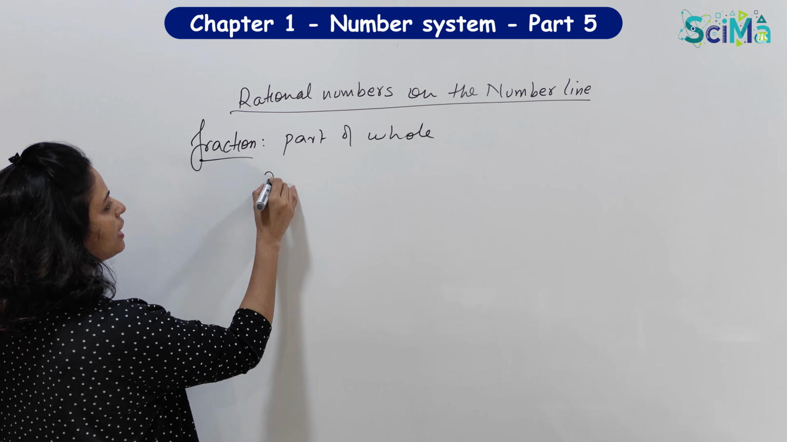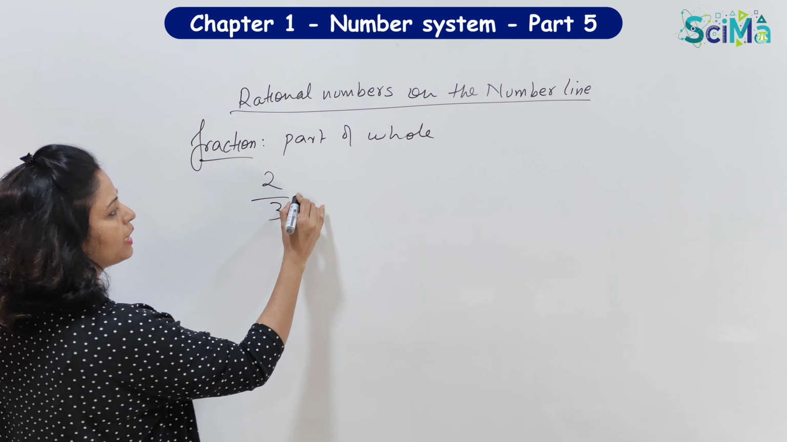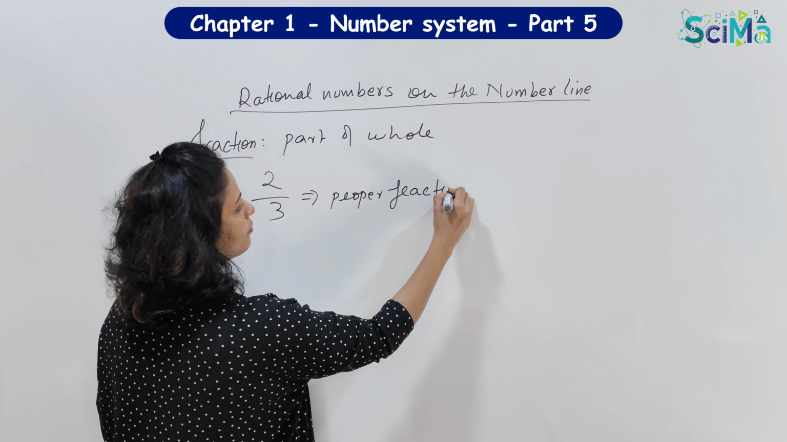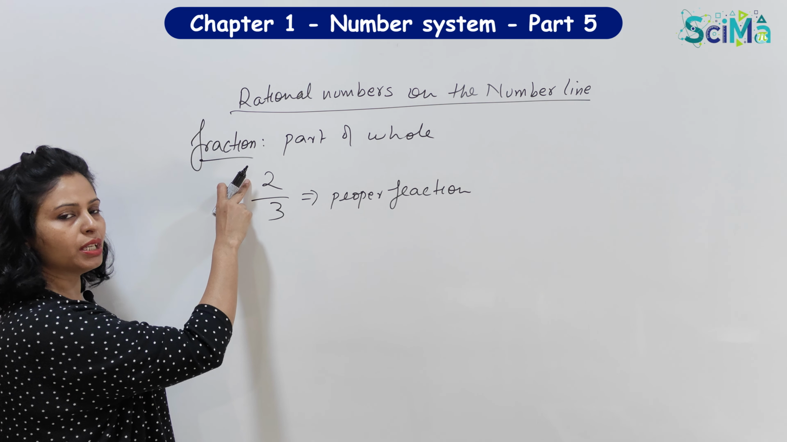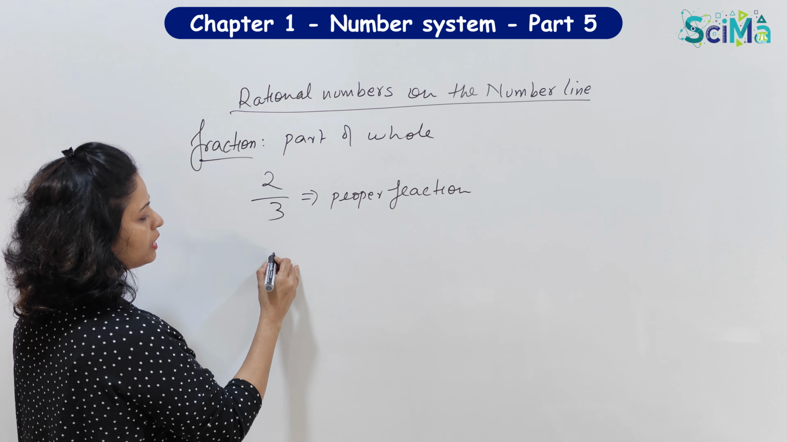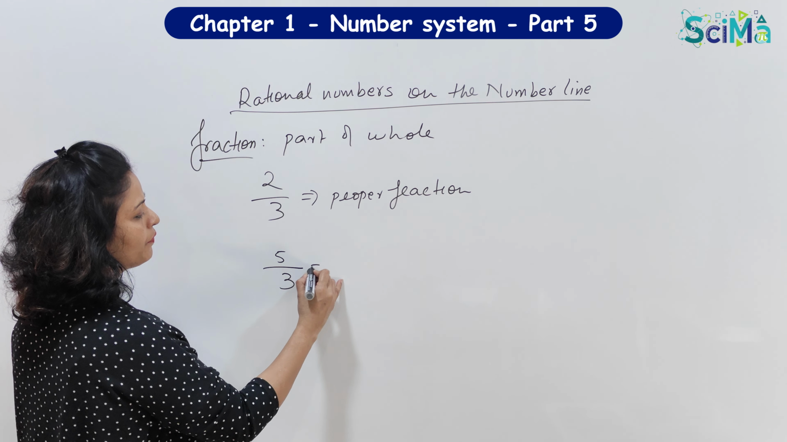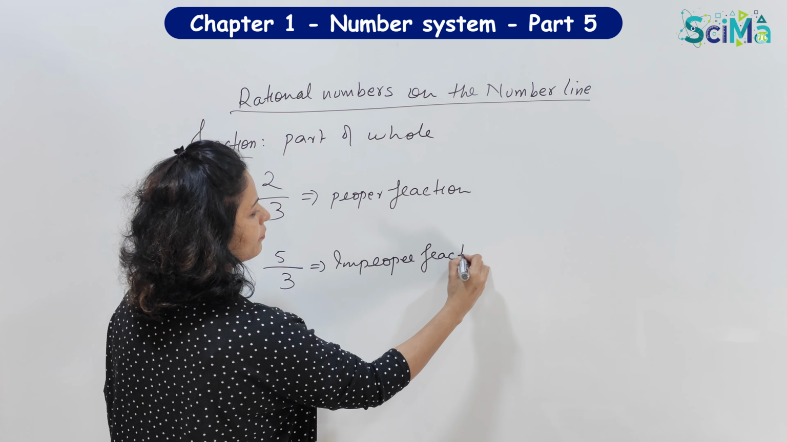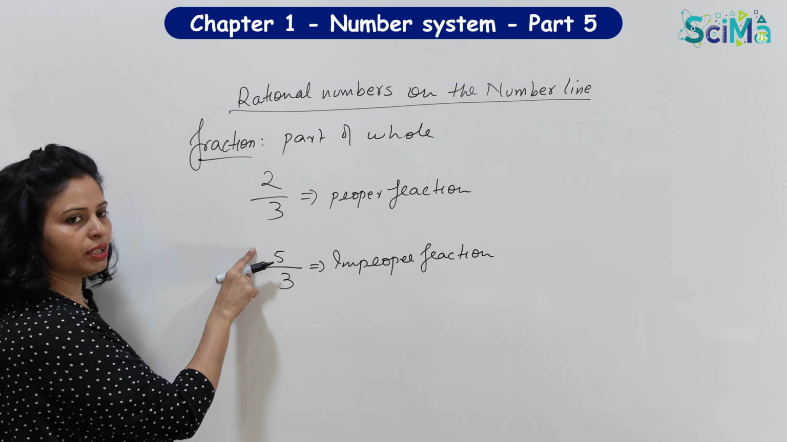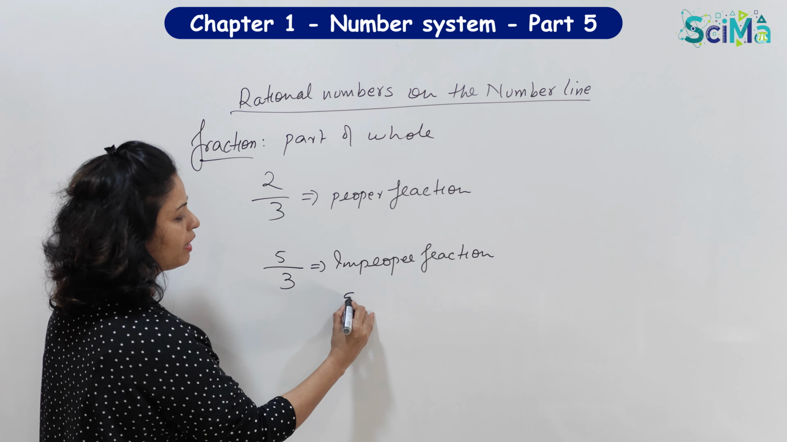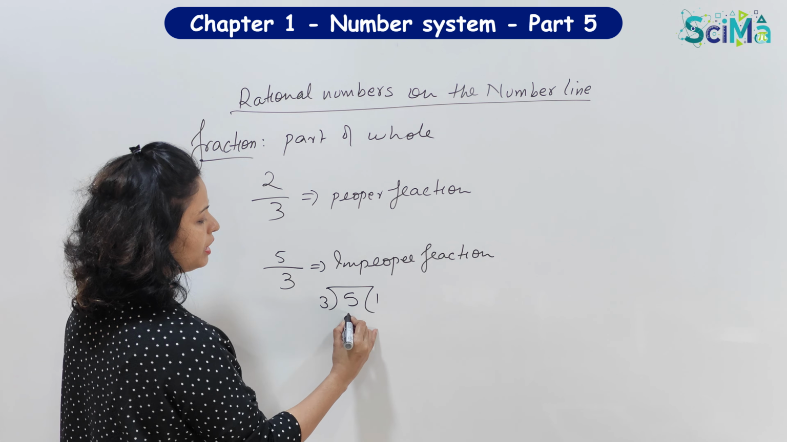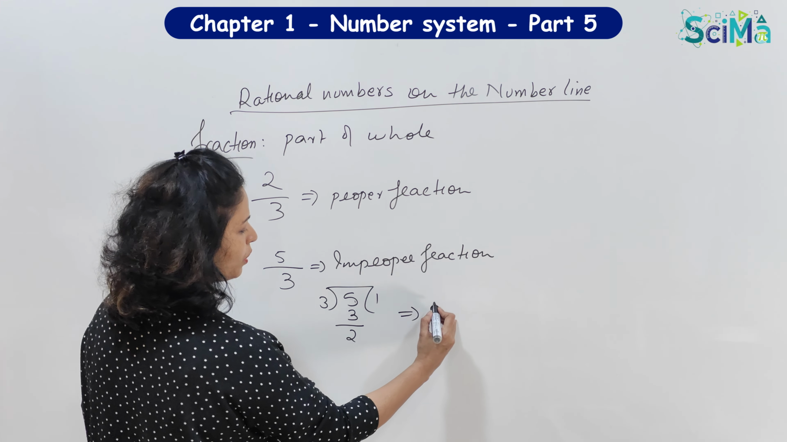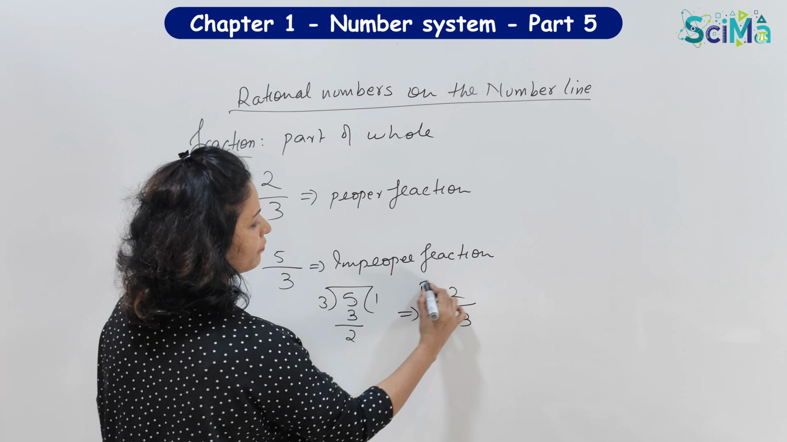So if I write 2 by 3, what kind of a fraction is it? It is a proper fraction. Why is it a proper fraction? Because your numerator is smaller than the denominator. There is another kind of fraction. If I write 5 by 3, this is an improper fraction, because your numerator is bigger than the denominator. So when we divide 5 by 3, we get 3 ones are 3, 5 minus 3, 2. So we can write it in the mixed form 1, 2 by 3.